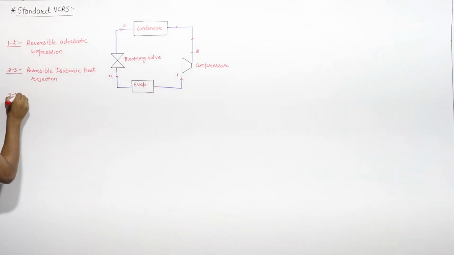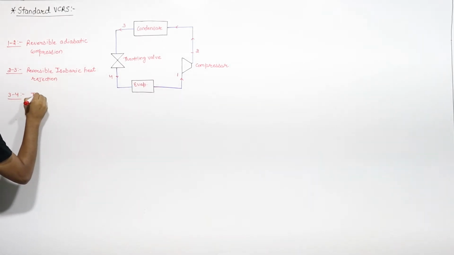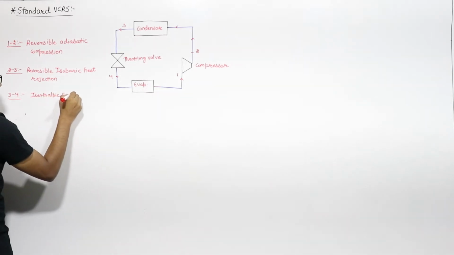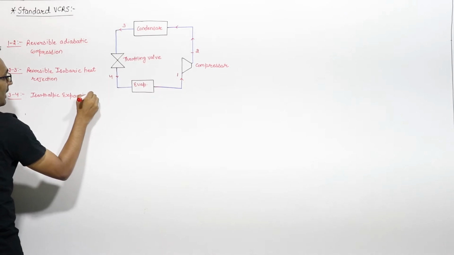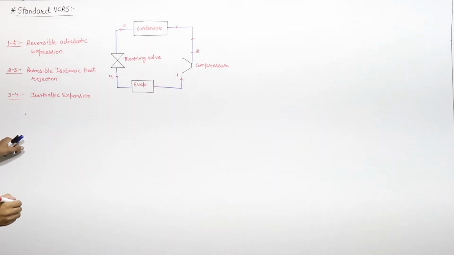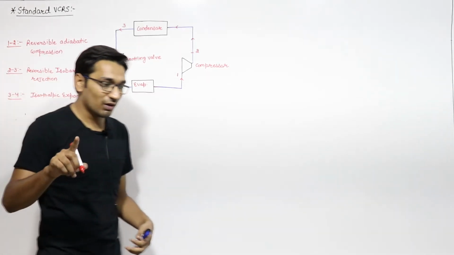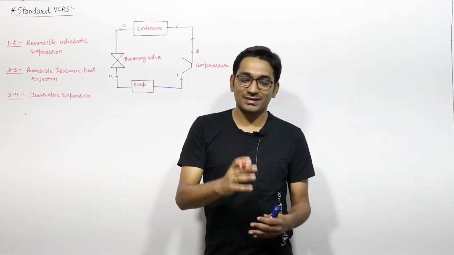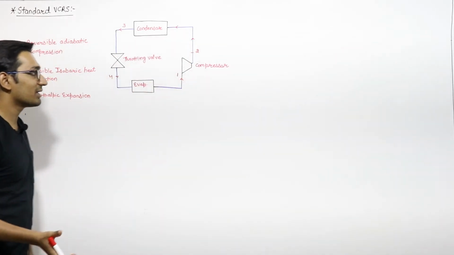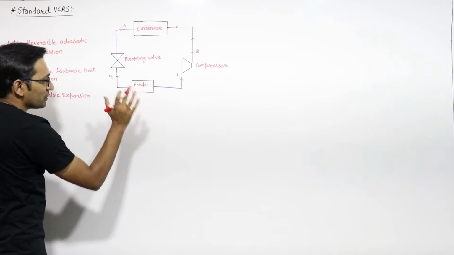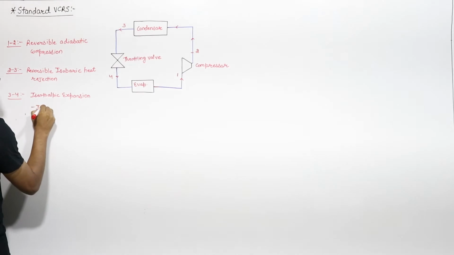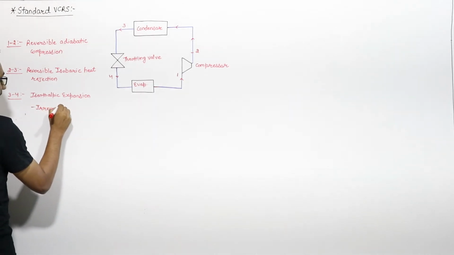3 to 4 is isenthalpic expansion, and you are very well aware that in isenthalpic expansion, or in the throttling valve, the process is highly irreversible. We already discussed in thermodynamics that the flow through a throttling valve is highly irreversible. So this process 3 to 4 is not a reversible process, it is an irreversible process.